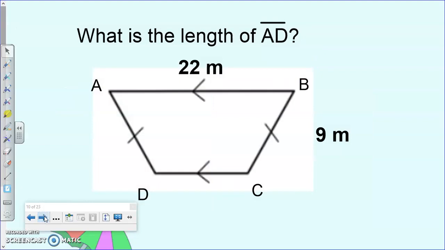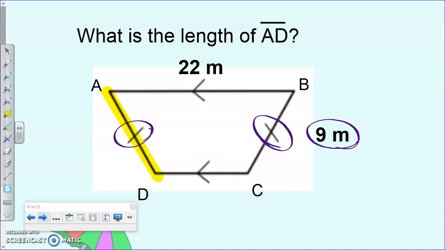All right. Next example says, what is the length of AD? AD is here. So I have 1 tick mark here. I need to match it across the way with 1 tick mark, and that is 9 meters. So AD, line segment AD, is 9 meters long.